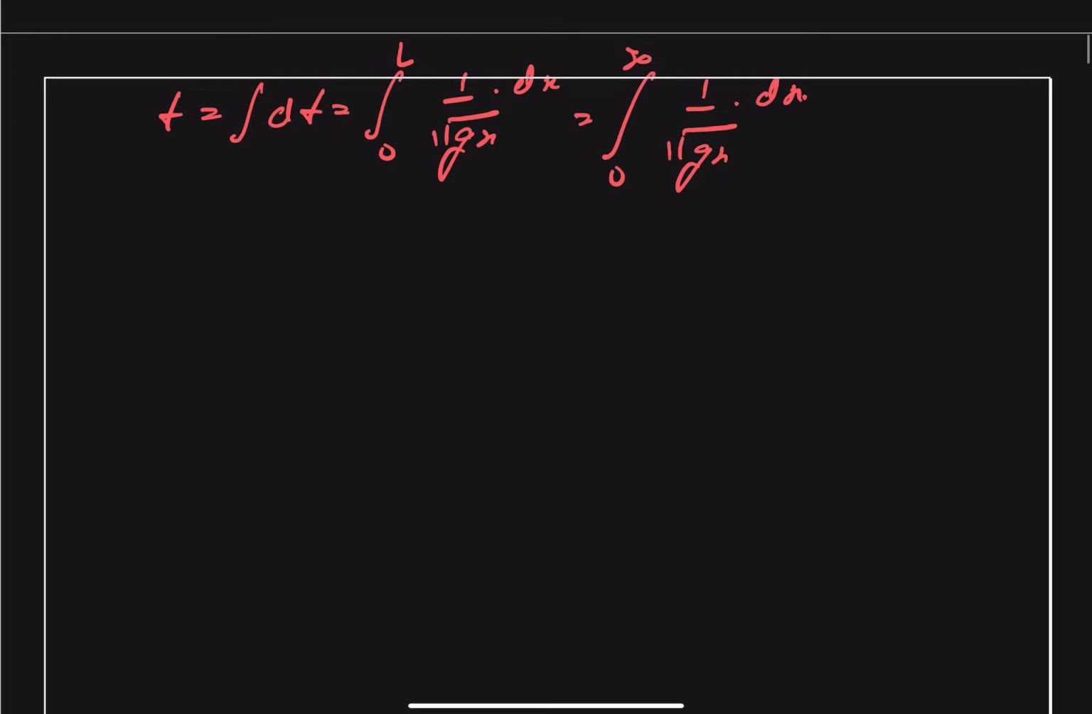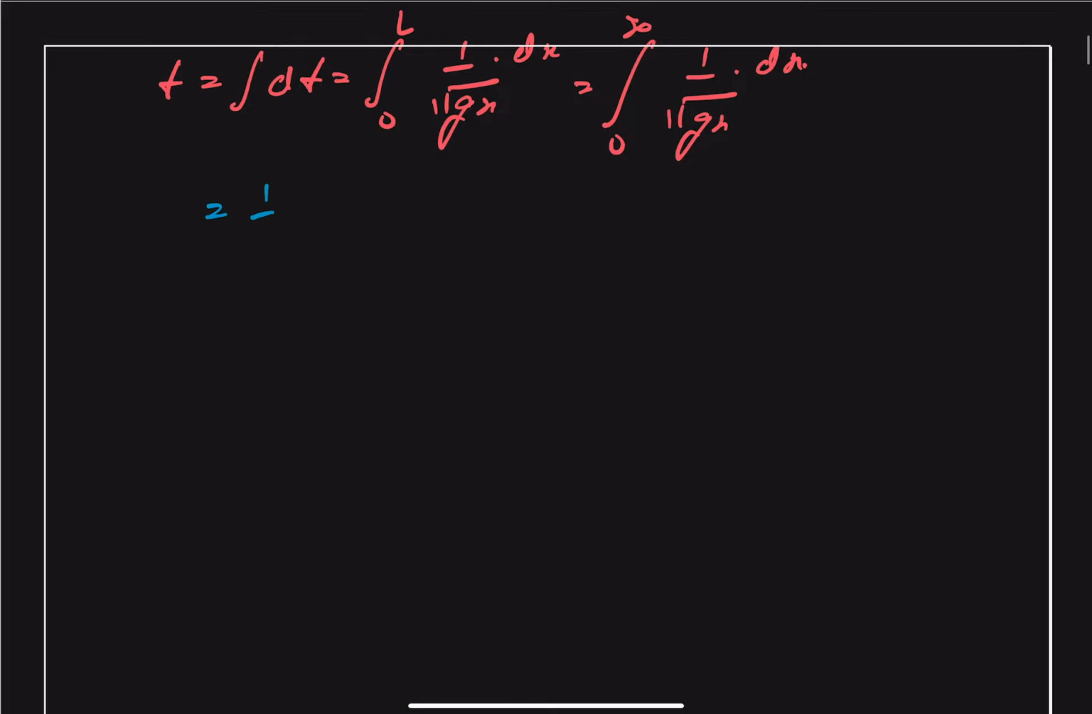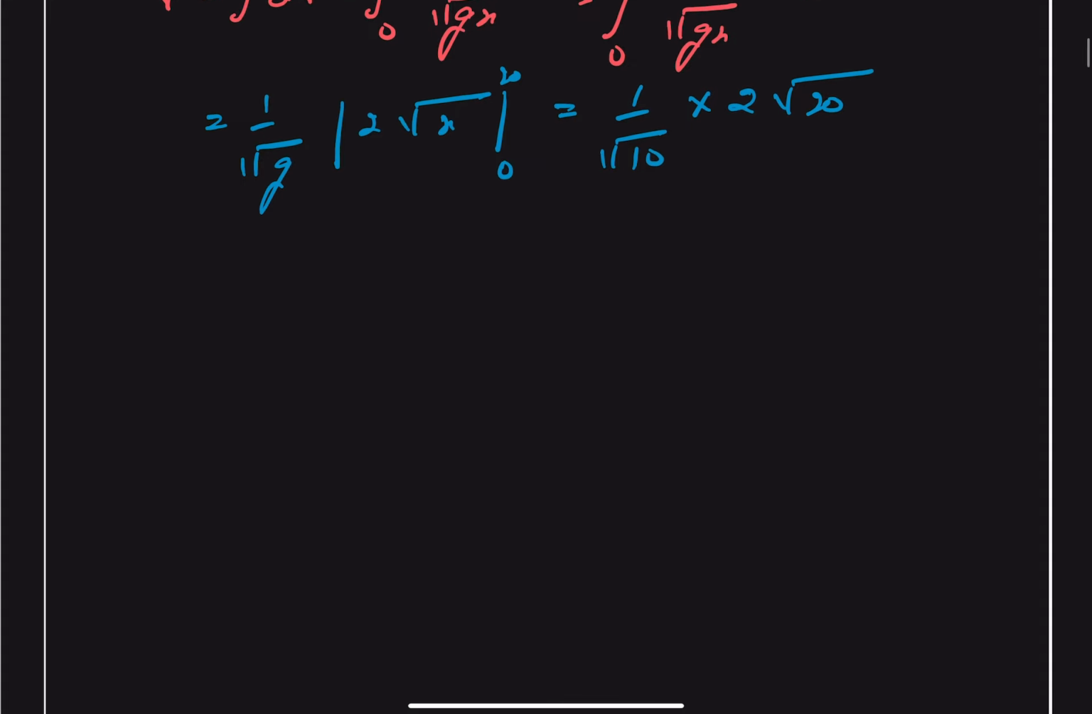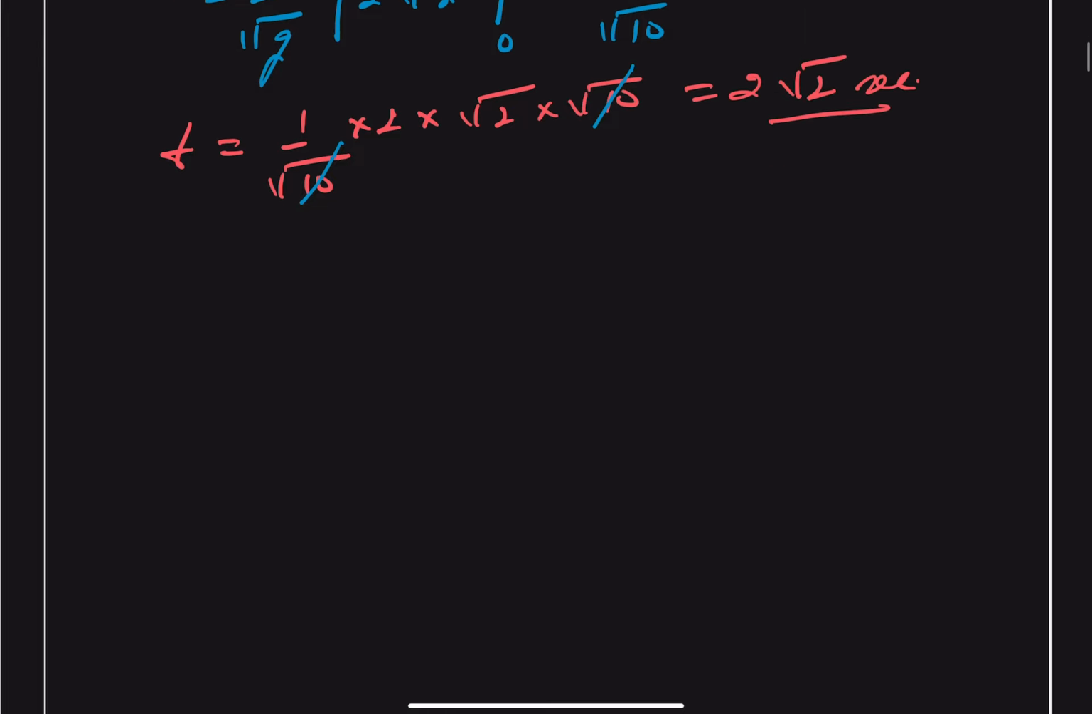So this gives us 1 upon square root of g, and here we have 2 square root of x, from 0 to 20. g we take as 10, so this becomes 1 upon square root of 10 multiplied by 2 square root of 20, and square root of 20 we can write as square root of 10 multiplied by 2, so T is equal to 2 square root of 2 multiplied by square root of 10 divided by square root of 10, and 10 goes with 10, so T is equal to 2 square root of 2 seconds. So this is the amount of time taken by the pulse to travel the length of 20 meters.